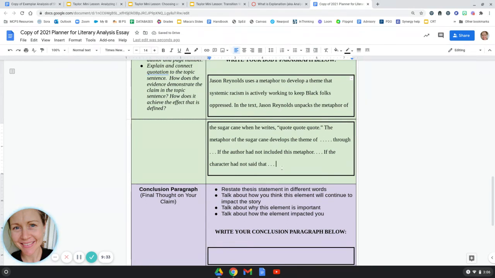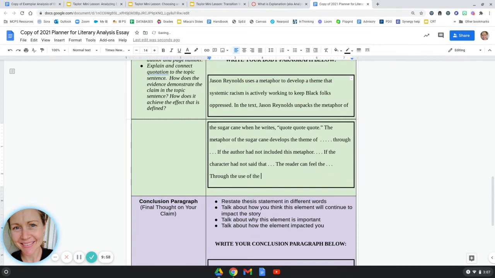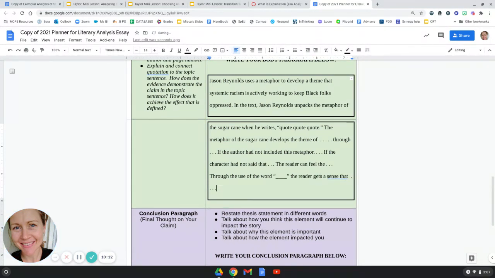The key thing is that you are connecting the dots for the reader. How does this style device build this deeper meaning? Maybe it's characterization, maybe it's tone, maybe it's a mood. If you're talking about tone, you've got to talk about the reader. Tone or mood. The reader can feel the, or through the use of the word blank, whatever the word is there, the reader gets a sense that, you can talk about the reader, especially if you're talking about tone or mood.